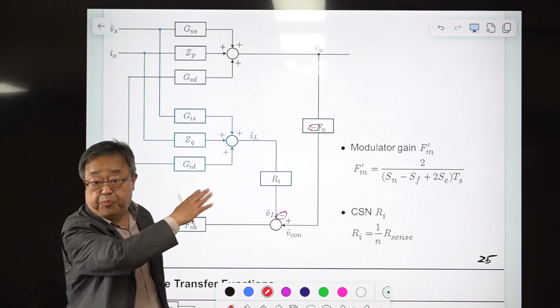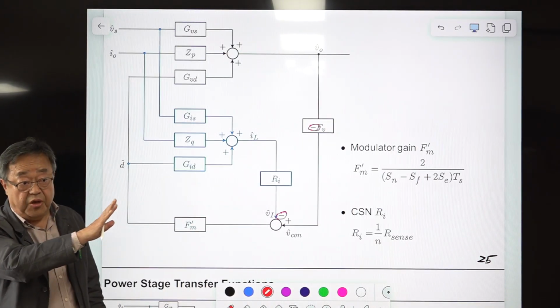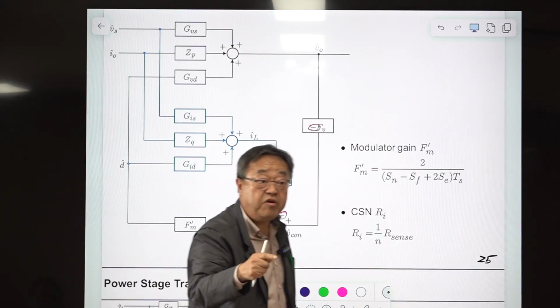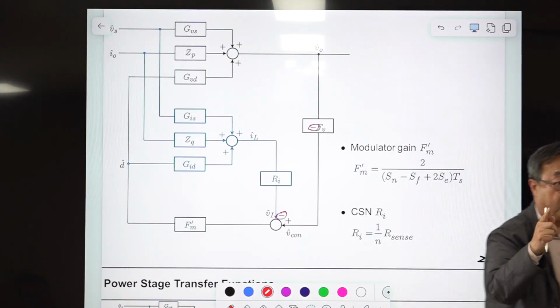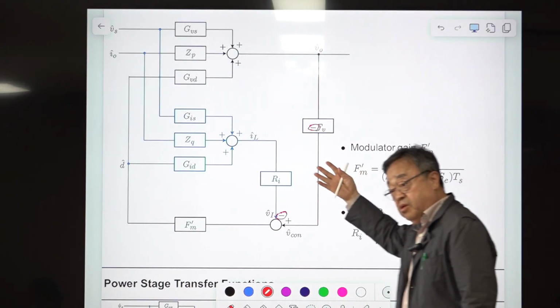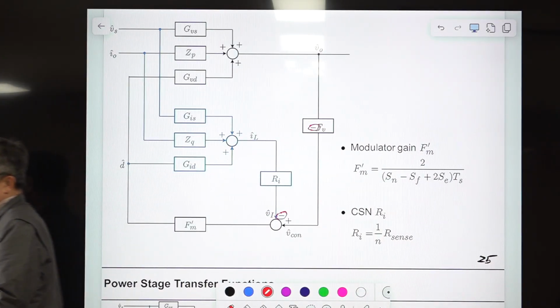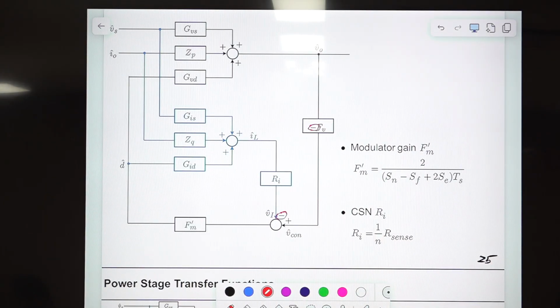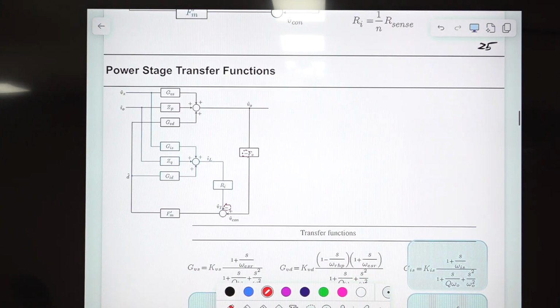If we use the previous current sensing network, if we use one resistor here, then the value of that resistor is the current sensing network gain, RI. Okay, so whenever we are using this, we are talking about the previous current sensing network. Then here I copied this.